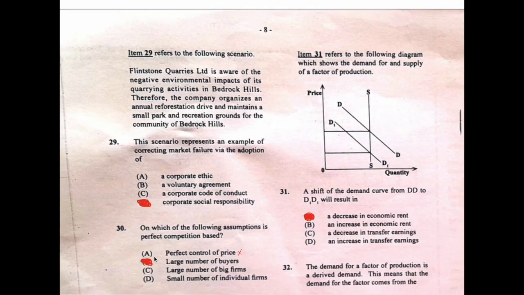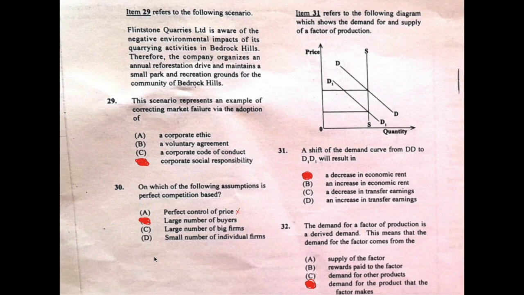Okay. 29 says Flintstone Quarry Limited is aware of the negative environmental impacts of its quarrying activities in Bedrock Hills. Therefore, the company organizes an annual reforestation drive and maintains a small park and recreation grounds for the community of Bedrock Hills. This scenario represents an example of correcting market failure via the adoption of D, corporate social responsibility. 30.